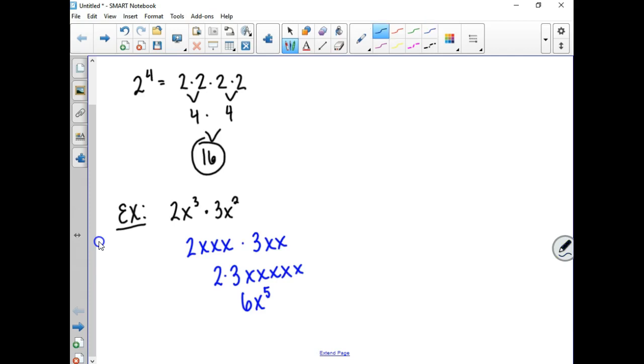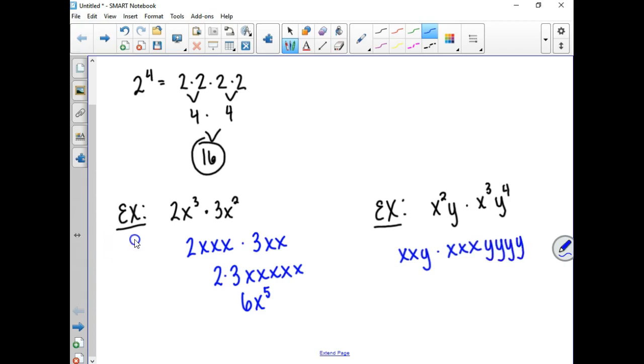To do another example that would be similar there, I could have something like x squared y times x to the 3rd y to the 4th. If I have this, what this means is I've got x times y times 3 x's and 4 y's. So if I think of those together, I've got 1, 2, 3, 4, 5 x's, and I've got 1, 2, 3, 4, 5 y's. So I could write this as x to the 5th times y to the 5th here. So whenever we're multiplying there with our exponents, this is what we'll do.